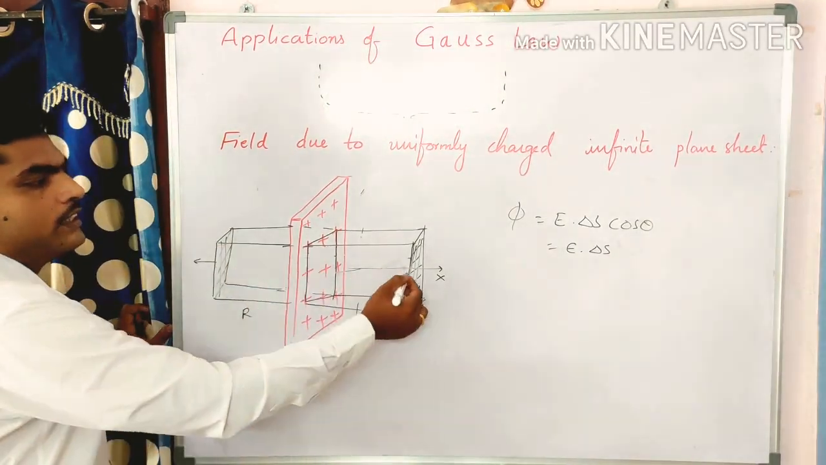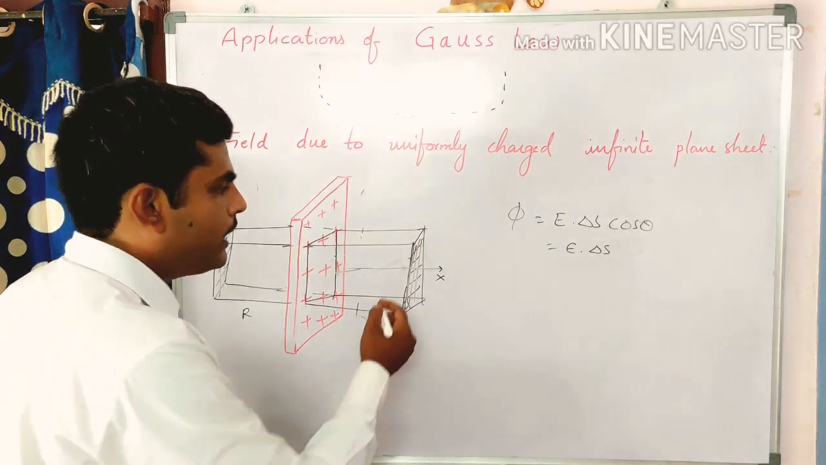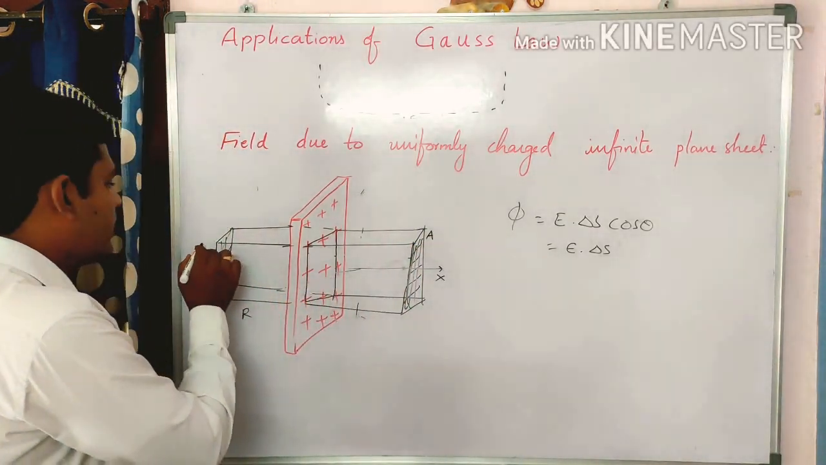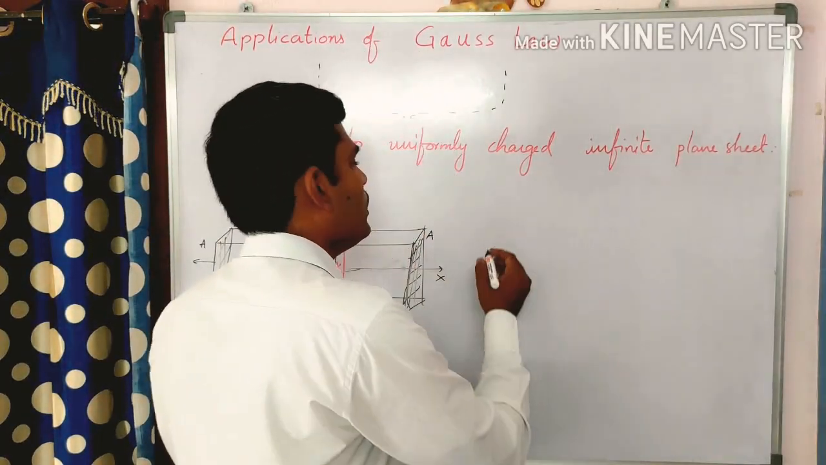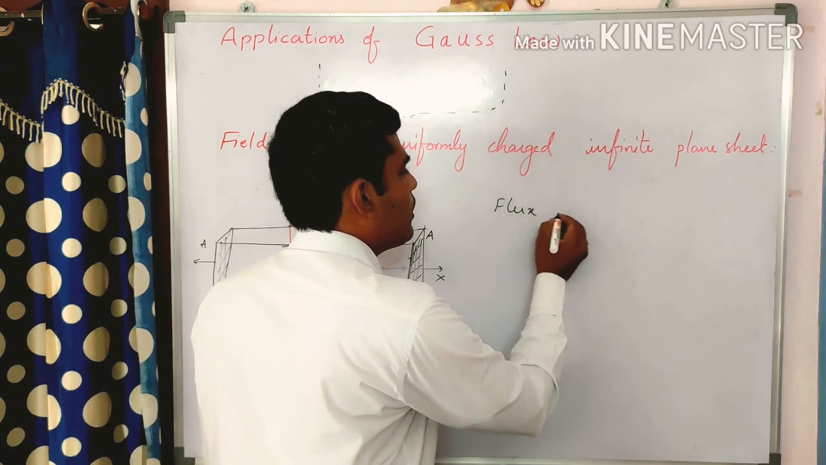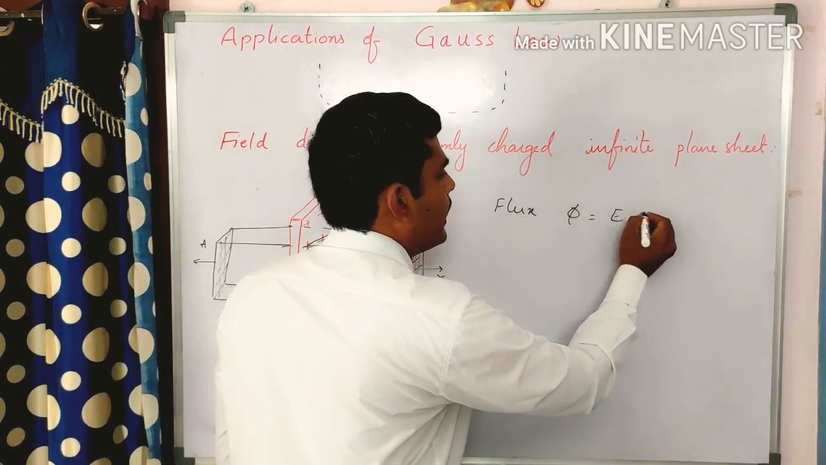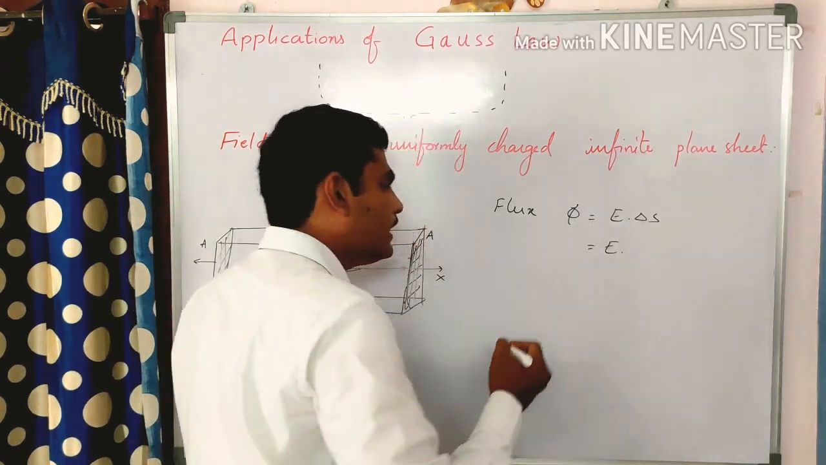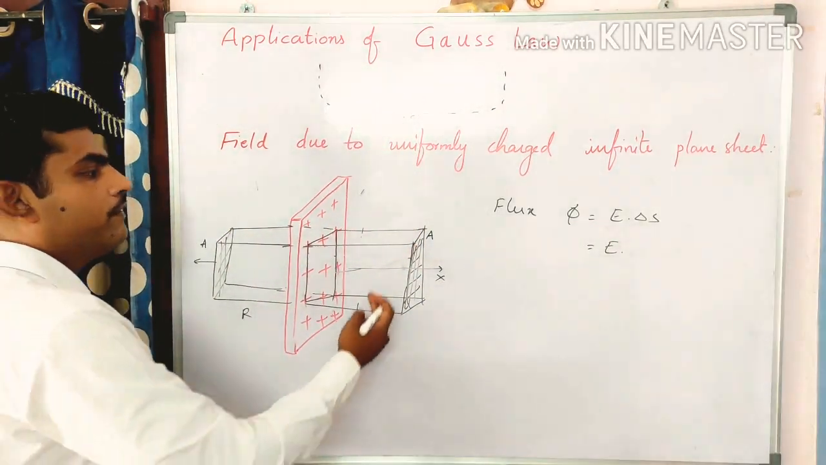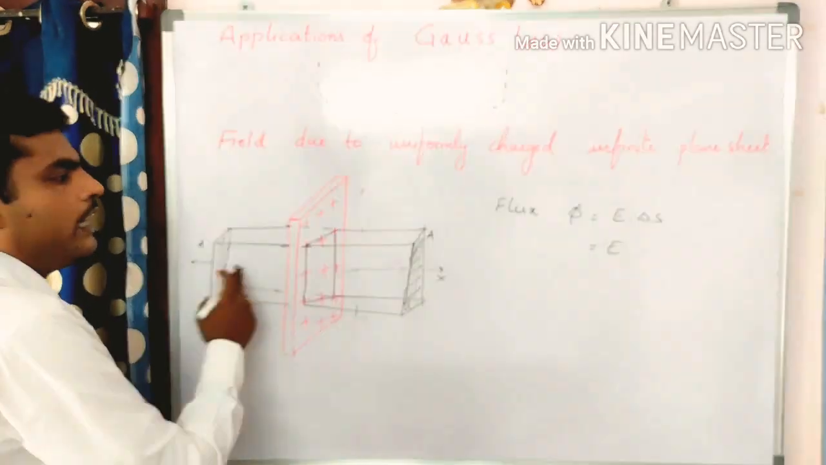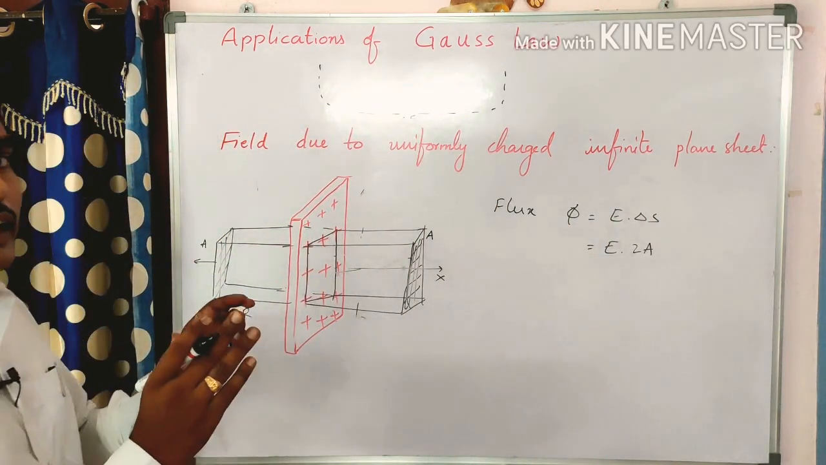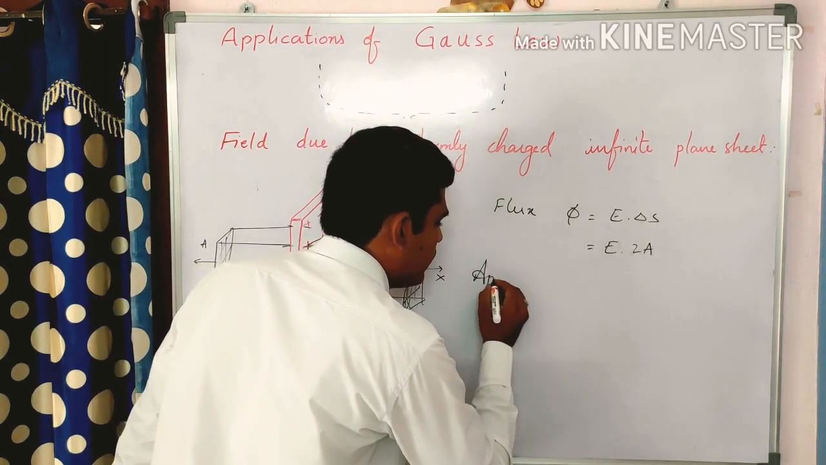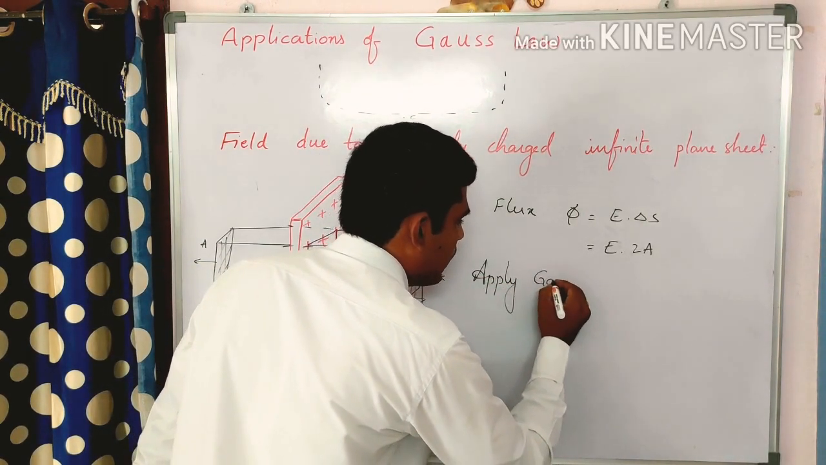Now we are taking these two surfaces. Imagine the area of this surface is A, and the area of the other surface is A. Now we will write the flux. Flux phi is equal to E into delta S. What is delta S here? The surface area: A plus A, so 2A. So first I am finding the flux. Then what are we doing? We are applying Gauss law, just as we did in the previous one.